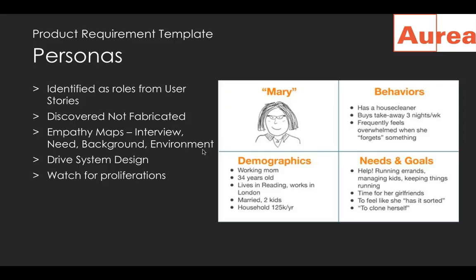Personas. Personas are very, very valuable, as I mentioned earlier. They should be discovered from user stories. That's the best place, and not fabricated out of thin air. It's good to create empathy maps by interviewing the users or other stakeholders of the system, understanding their need, the background, the environment, how they're using it. Personas can drive system design because that's what you're building the system for. They represent the end users.